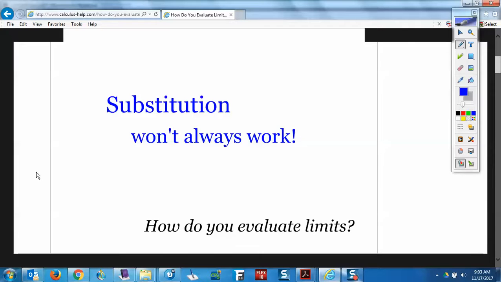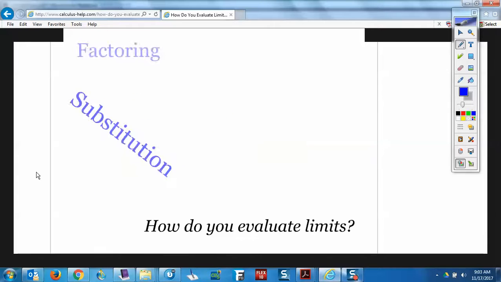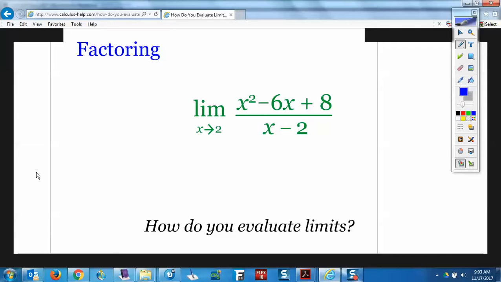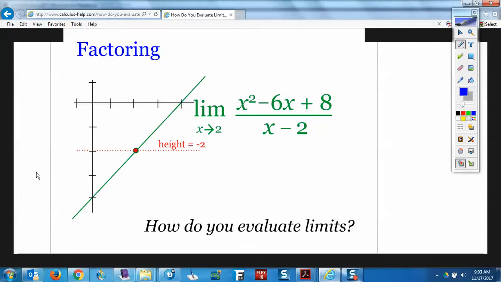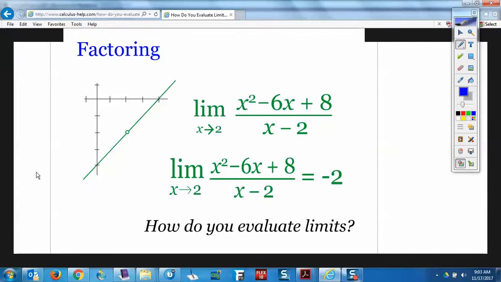Fortunately, not all limits are this easy. And you've already seen one for which that's the case. Remember that function that we were dealing with in the first section of this chapter? In case you don't, here it is again. The limit as x approaches 2 of the fraction x squared minus 6x plus 8, all divided by the quantity x minus 2. We looked at this before. It had a hole in it at the coordinate 2, negative 2. And we concluded from that the intended height was negative 2, making it the limit.